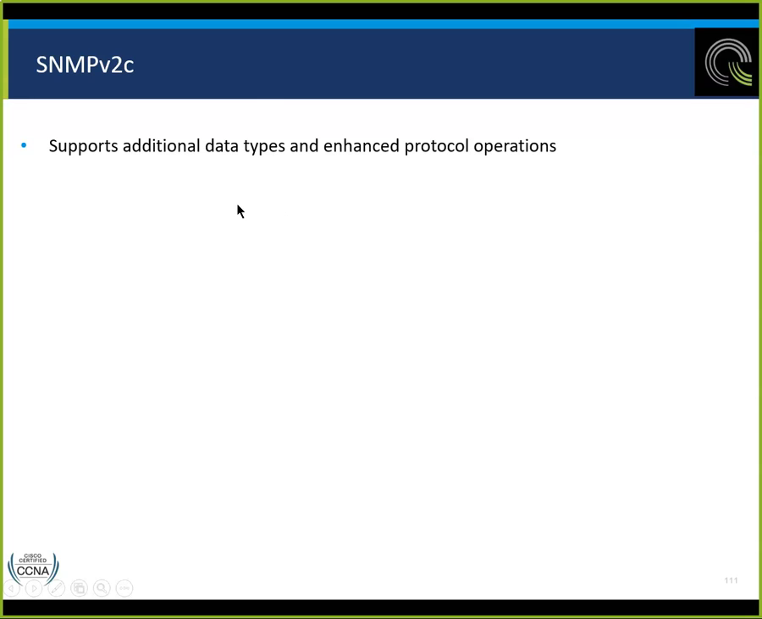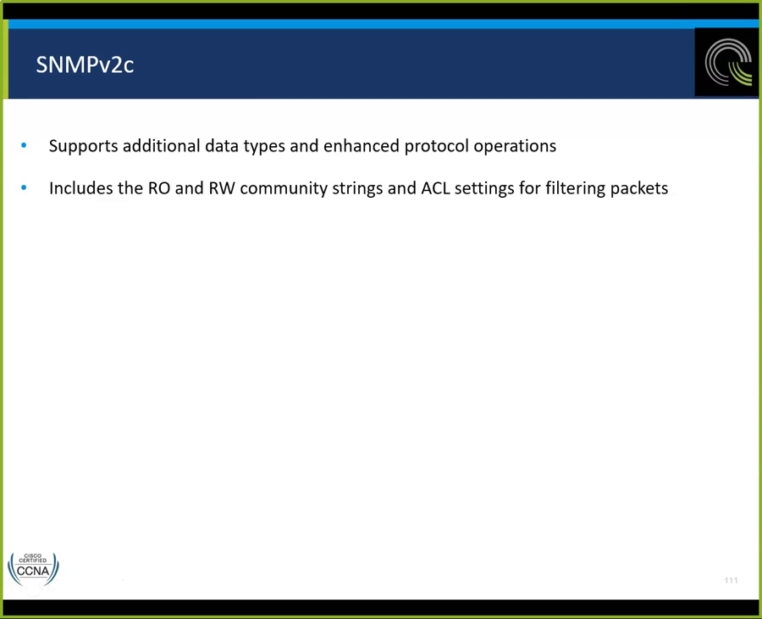Version 2C has additional types in addition to SNMP 1. It was before me, but it was a basic failure.